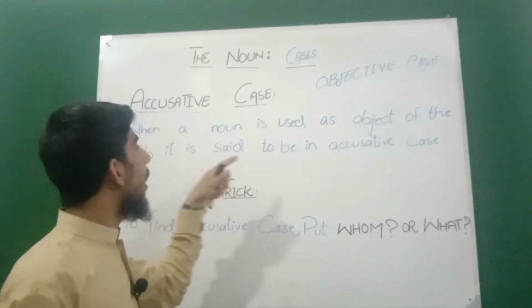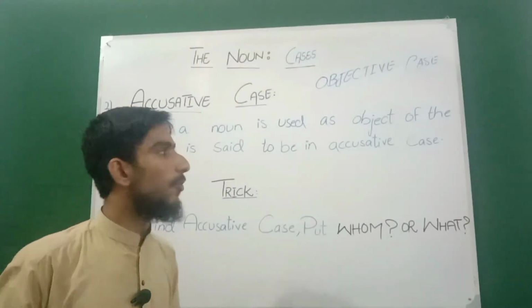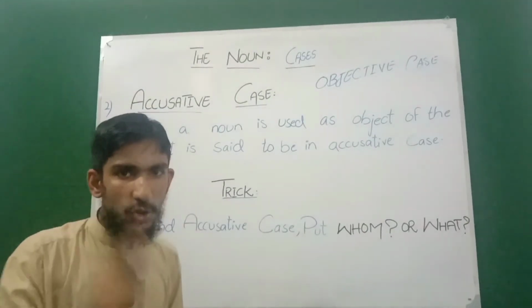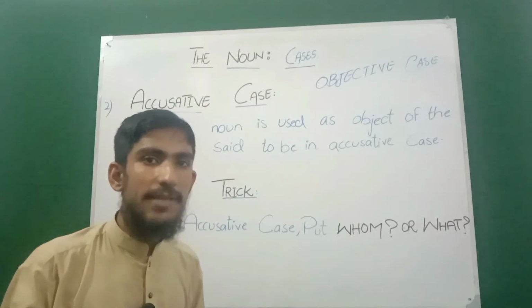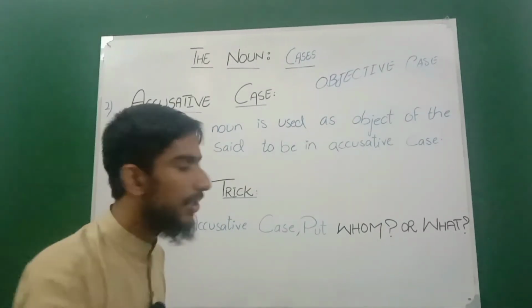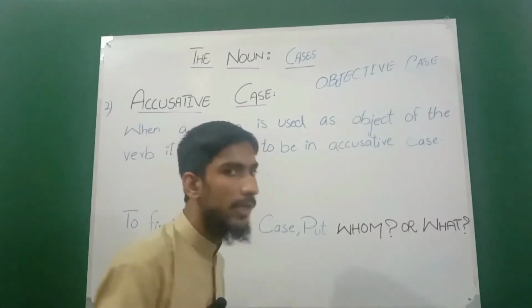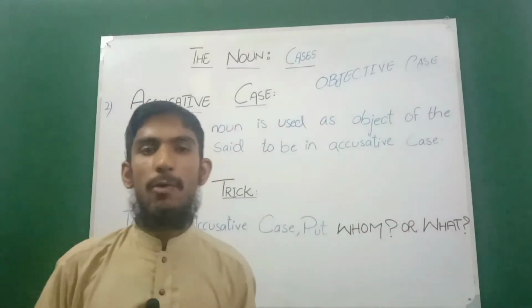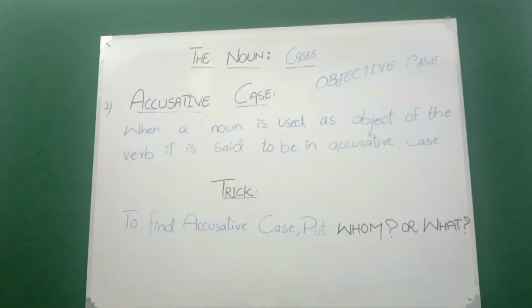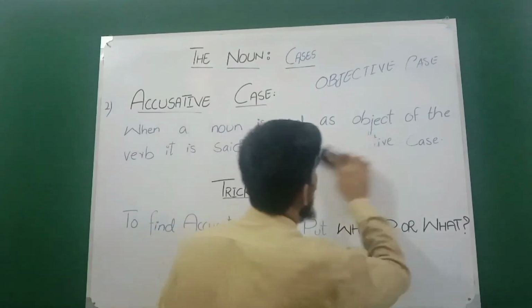Again, when a noun is used as the object of the verb, it is said to be in the accusative case. Now I will give you a short trick for how to find accusative case in a sentence. Remember that to find accusative case, you ask the question whom or what. Through an example, you will learn easily. I will give you a short example.